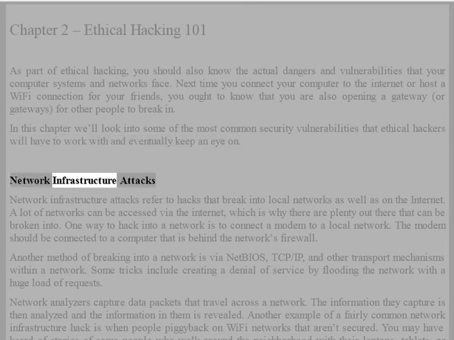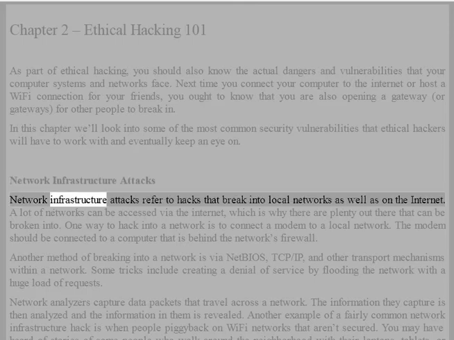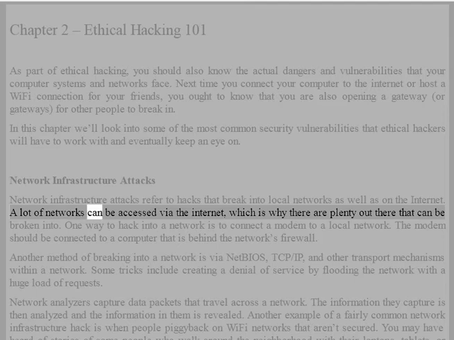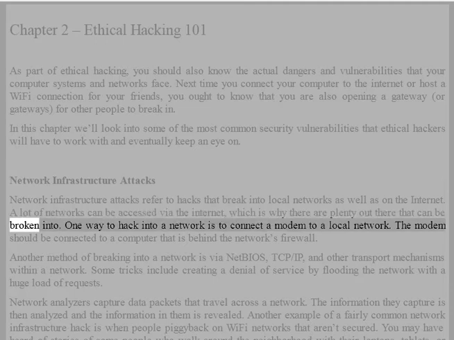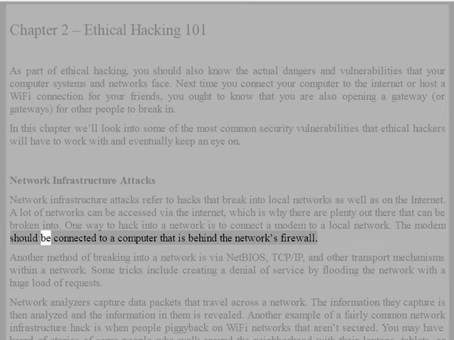Network infrastructure attacks. Network infrastructure attacks refer to hacks that break into local networks as well as on the internet. A lot of networks can be accessed via the internet, which is why there are plenty out there that can be broken into. One way to hack into a network is to connect a modem to a local network. The modem should be connected to a computer that is behind the network's firewall.